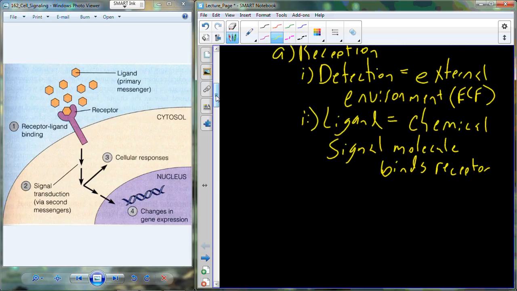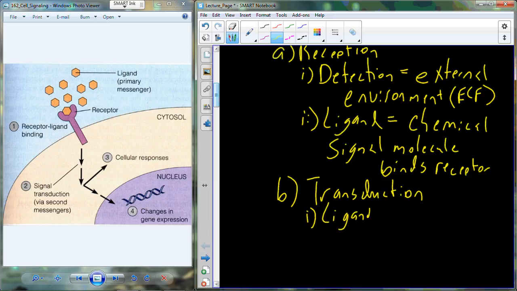Once we've had reception, once we've detected that environmental change through the increase of a ligand or increase of voltage or increase of light, whatever the stimuli is, we're going to have transduction. So transduction is going to occur. In transduction, our ligand or our stimuli causes a conformational change or switch upon binding to the receptor.